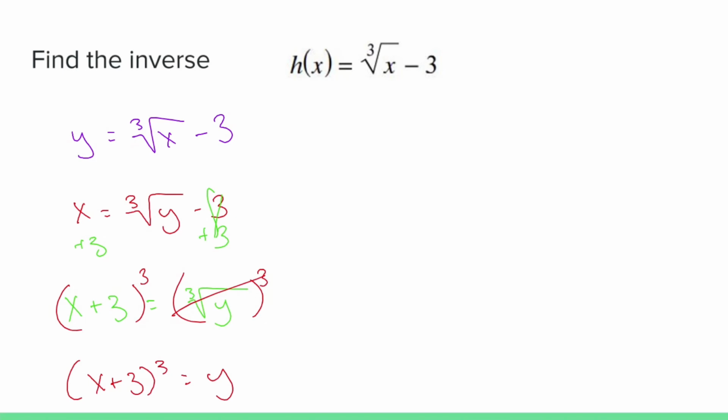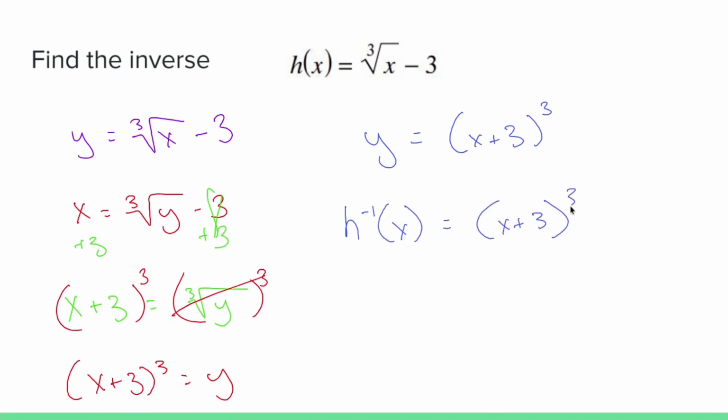Now that y is all by itself, maybe it'll be nicer if I just rewrite it that way. Y equals x plus 3 cubed. Now that that's all by itself, we can call this the h inverse of x equals x plus 3 to the third power. And that's it.